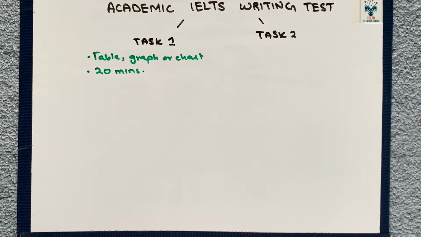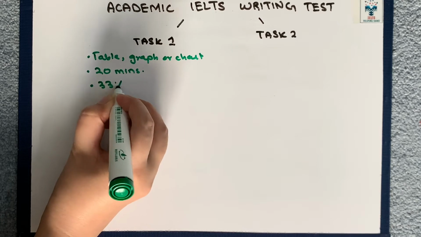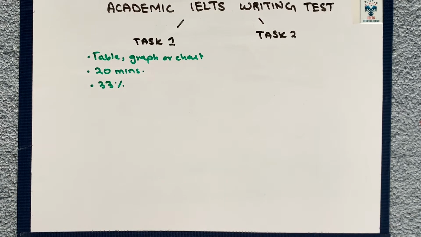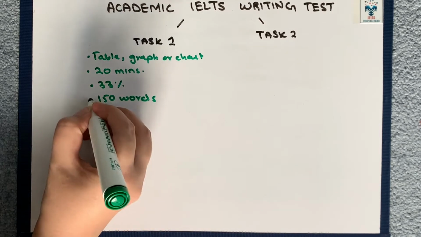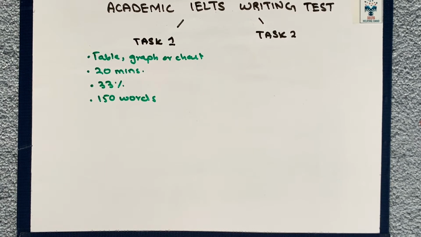Because IELTS writing task 1 is worth only about 33% of your total writing marks. Moreover, you should write at least 150 words and will be penalized if you fail to do so. You will not be penalized for writing more than 150 words. But you should remember that a longer task 1 answer may mean that you have less time to spend on task 2, which contributes twice as much to the writing band score.